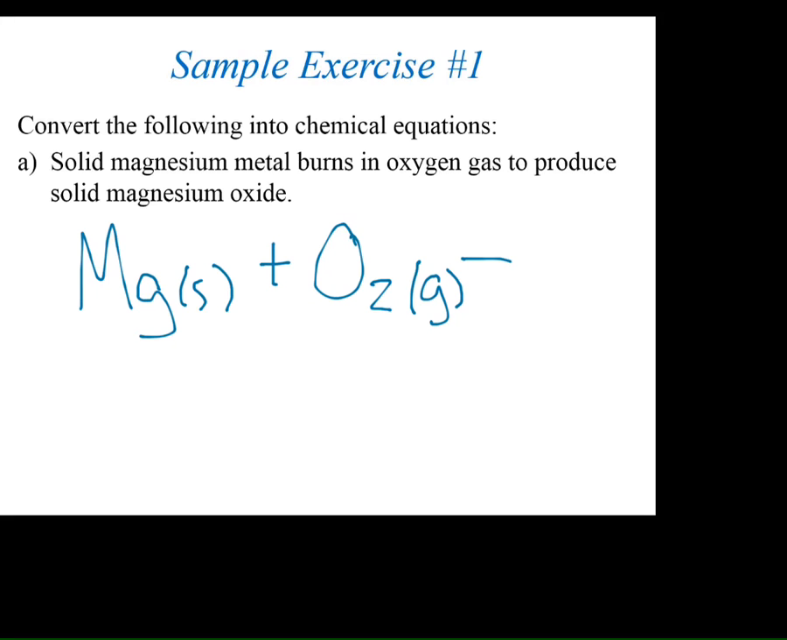To produce magnesium oxide. Okay, now they're combining together, so now we're worrying about charges: one's a metal, one's a non-metal. So magnesium's 2 plus, oxide's 2 minus, so what would it be together? MgO. And what would I write for the phase, or the state? It is a solid, yes.